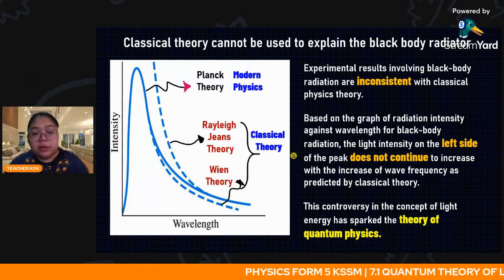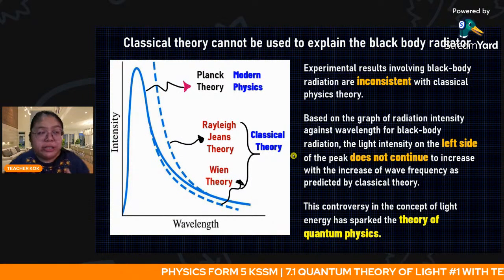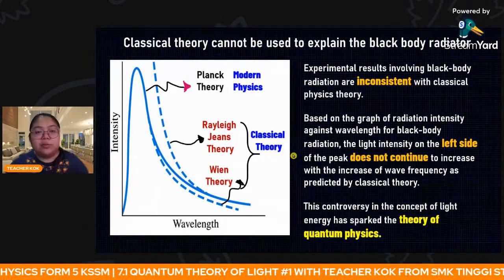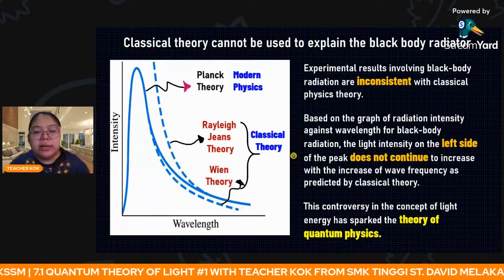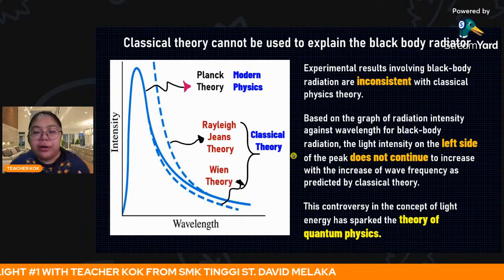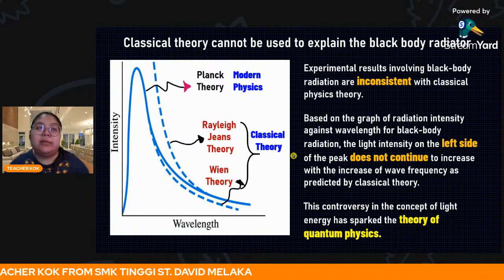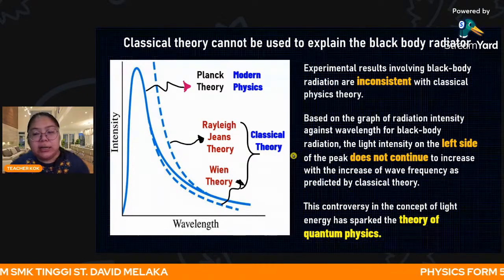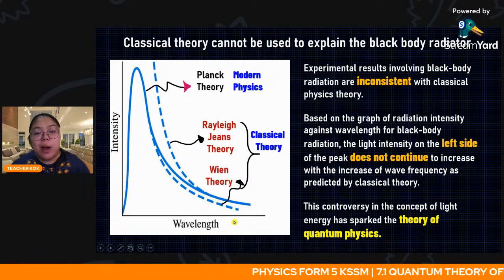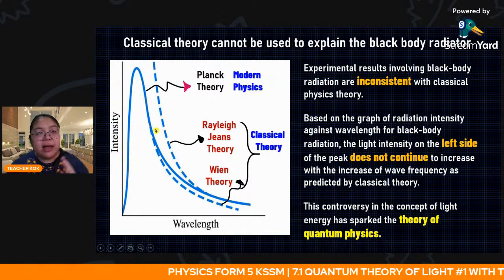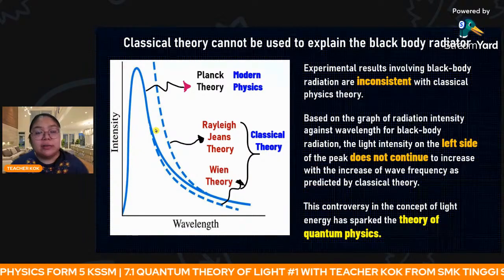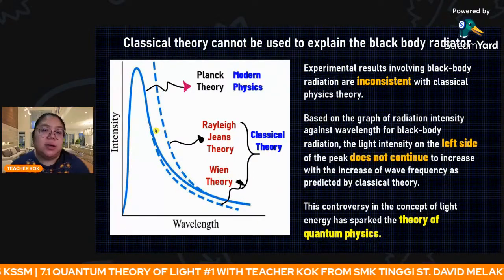Okay, because of this crashing of the concept, after that they find one experiment to prove it. So this one is a concept about the light energy, a theory of quantum physics. So today what we learn is quantum physics. We need to learn about this part, the graph that narrows at the left hand side, and the intensity will drop when the frequency increases. Okay.